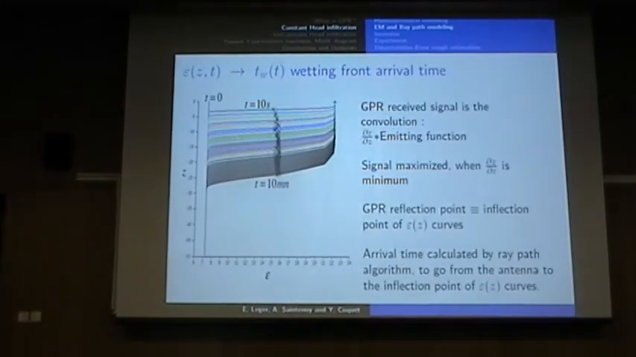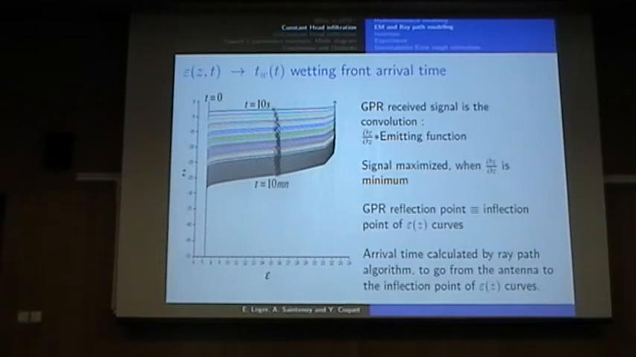And let's get back to our permittivity profile. You have to know that the GPR received signal is the convolution of the derivative of permittivity with depth, convolved with the emitting function. That means that the signal will be maximized where the derivative of depth divided by the derivative of permittivity is minimum, and it corresponds to the inflection point of all of those curves.